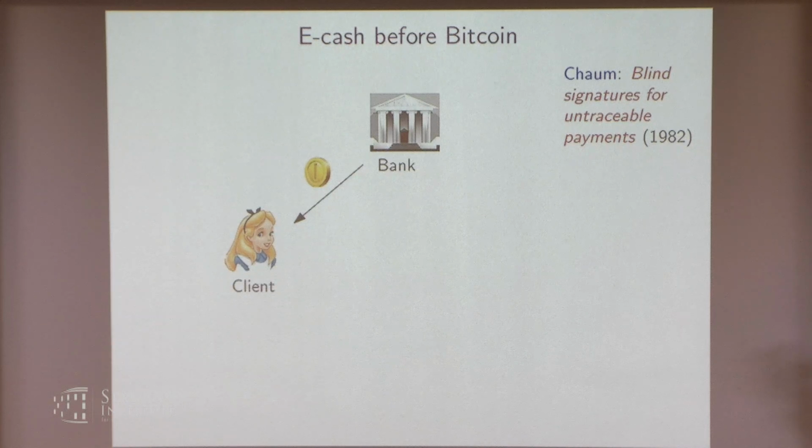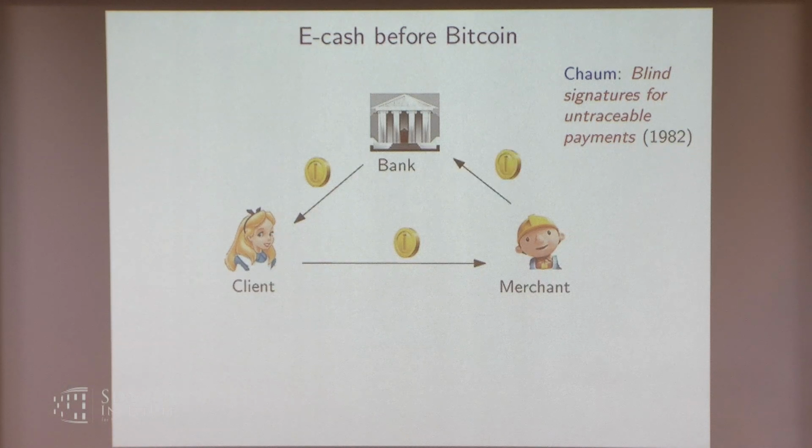So the concept was introduced by David Chaum in this paper in the 80s, where he also proposes the concept of blind signatures without actually instantiating it. Very visionary. So the model is that you have a bank that emits coins, and Alice can go to the bank and withdraw a coin, and her account gets debited. She can then spend the coin with merchant Bob. And if Bob brings back this coin to the bank, he gets his account credited.